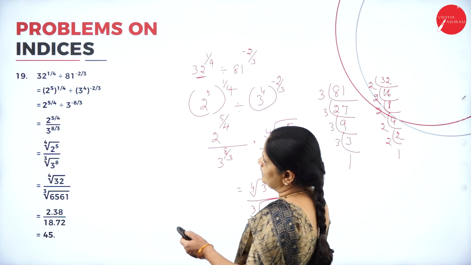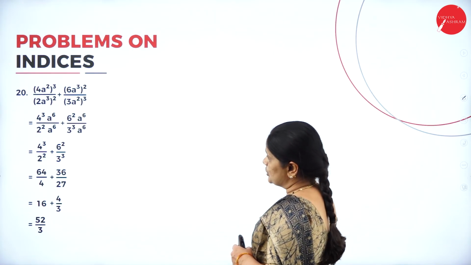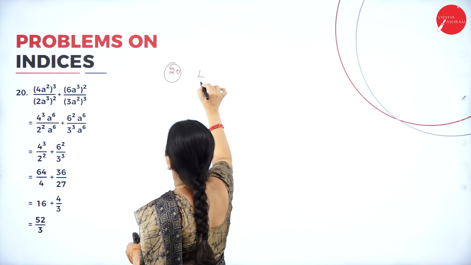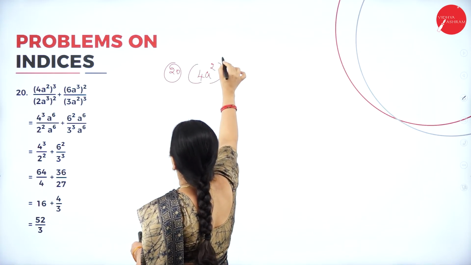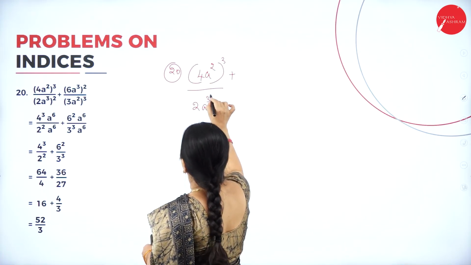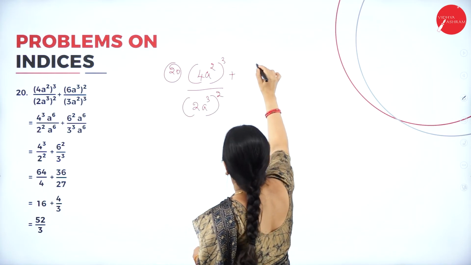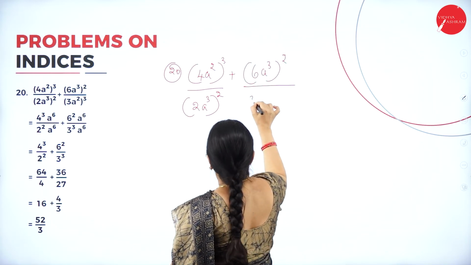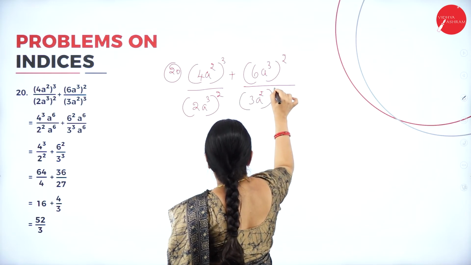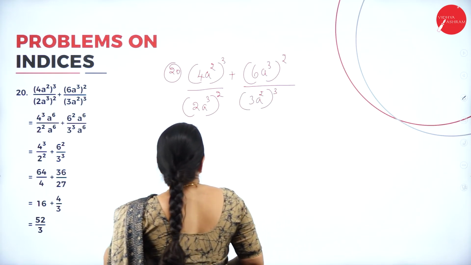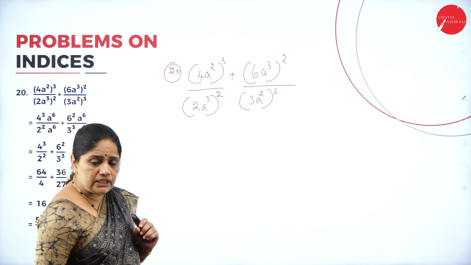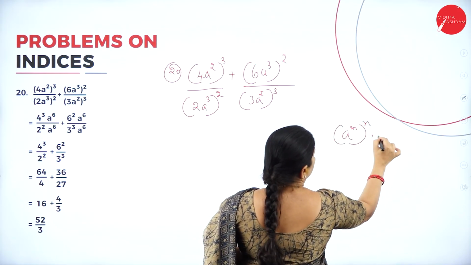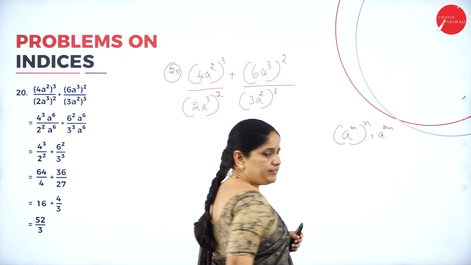Now, the next one, the last problem for the session here. So, they have given the problem number 20 as (4a square) whole cube divided by (2a cube) the whole square plus (6a cube) the whole square divided by (3a square) the whole cube. Now, this kind of an expression, what is the law followed here? (a to the power of m) whole to the power of n equals a to the power of mn.